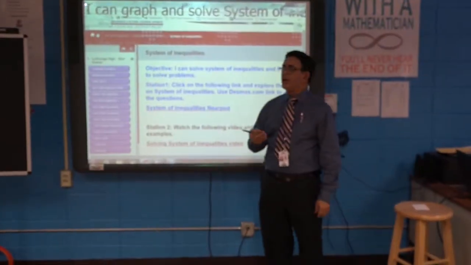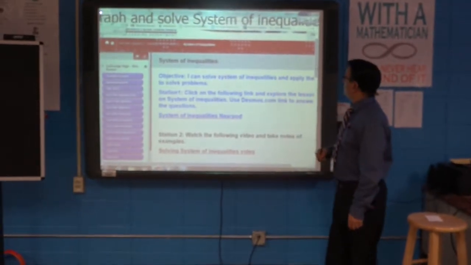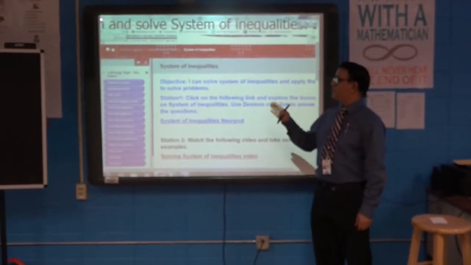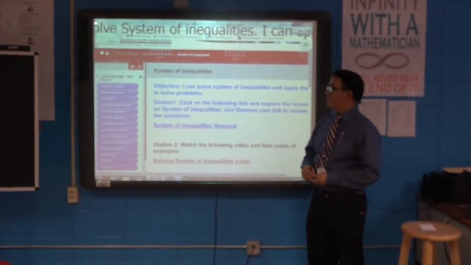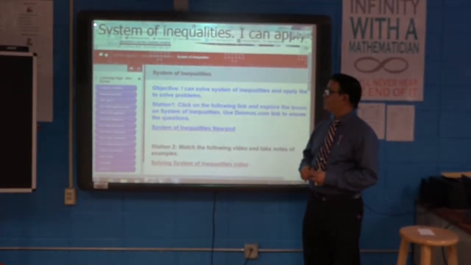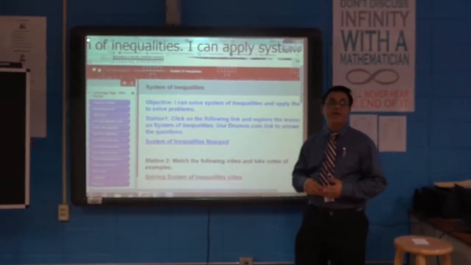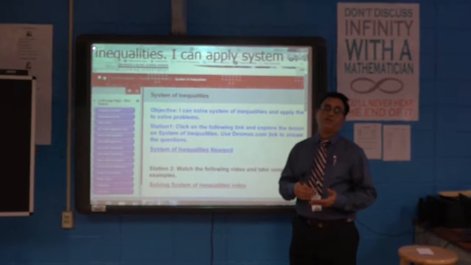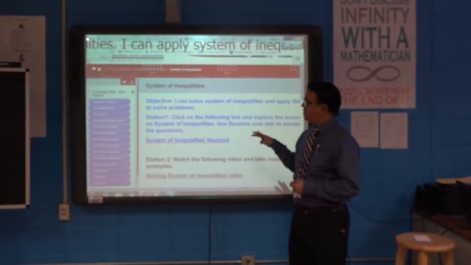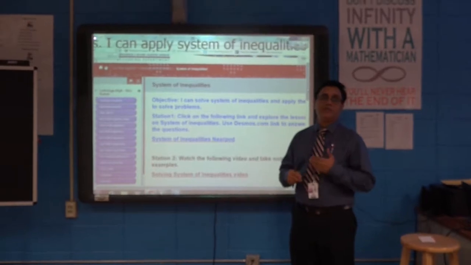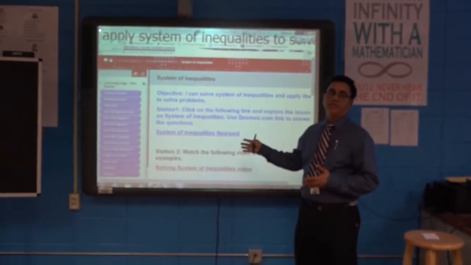So in closing, our objective was: I can solve systems of inequalities and apply them to solve problems, real life problems and other graphing problems. So we have done several stations, and you had the choice to finish 6 out of 9 stations. So we have done enough practice, so that that'll prepare you to solve any problems that you face based on systems of inequalities.